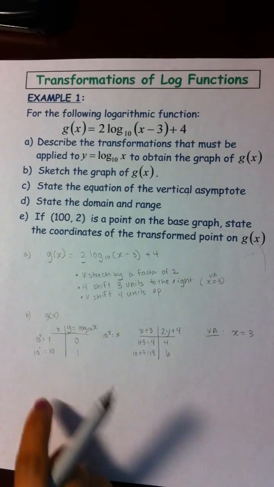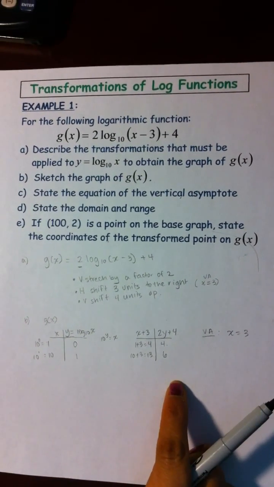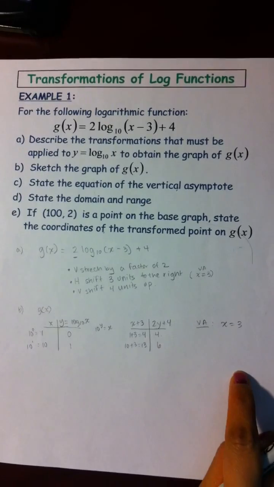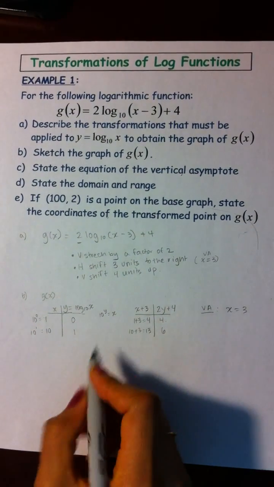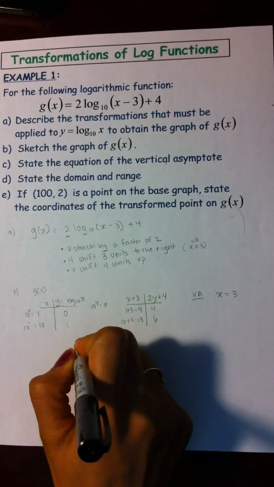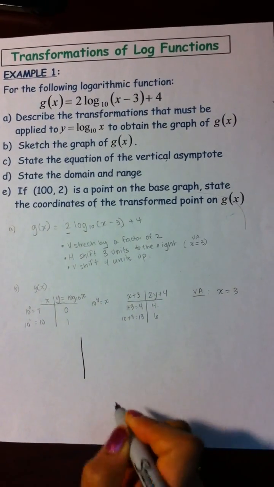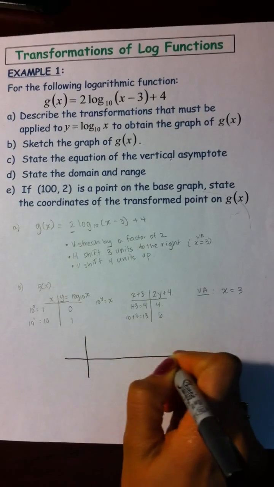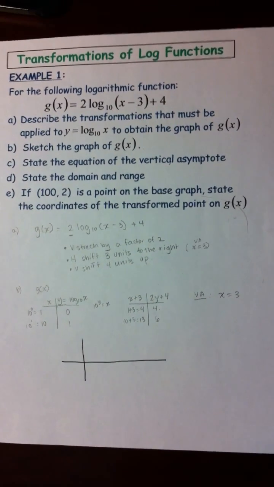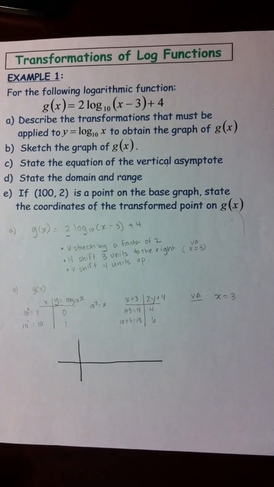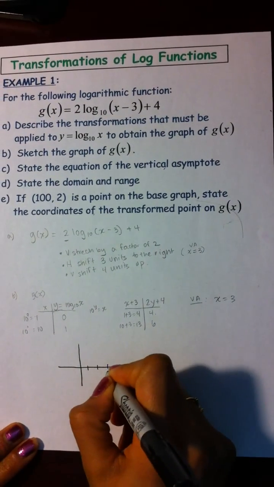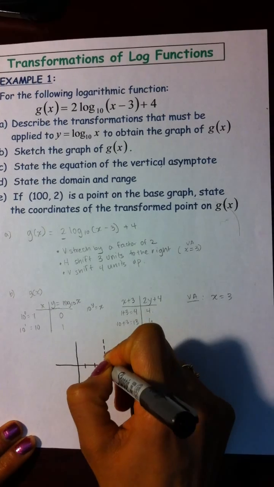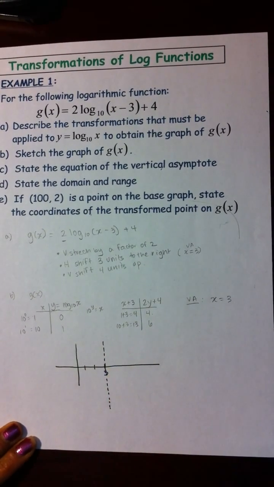Okay, so now that we have gathered our key points and our transformed key points along with our vertical asymptote, we're just going to take all that information and now sketch our graph. When I'm sketching my graph, I always like to start off with graphing my vertical asymptote. As you guys can see, I just changed my pen because it's more clear for you to see. Okay, so vertical asymptote is 3, so it's 1, 2, 3. And I'm going to just draw my vertical asymptote right there.